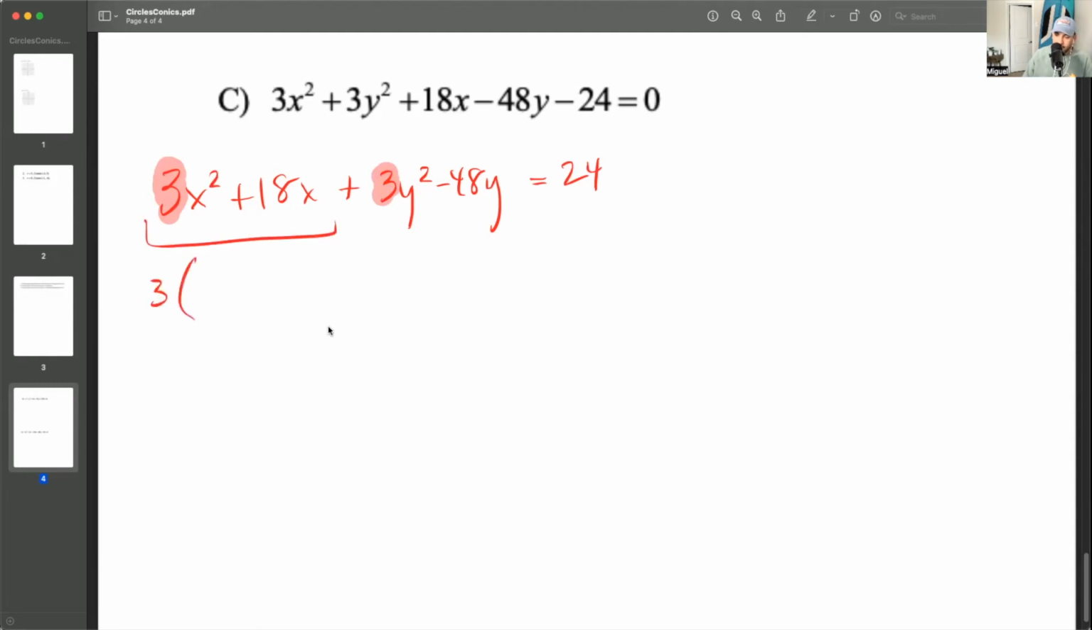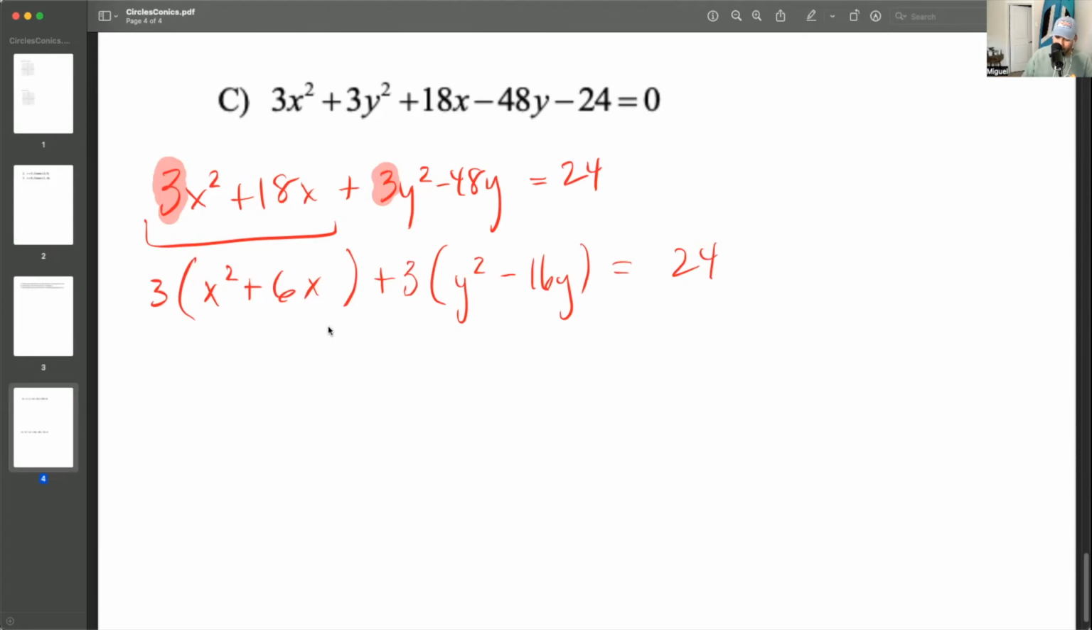You want to factor out that entire value, because inside the parentheses, you want a solid 1 as your a value. So you don't want anything in front of the x squared, so you want to go ahead and just remove that by factoring out a 3. Same thing's going to happen for the y. If I factor out a 3 there, I believe that's going to be y squared minus 16y. Okay, and nothing so far on the right side.